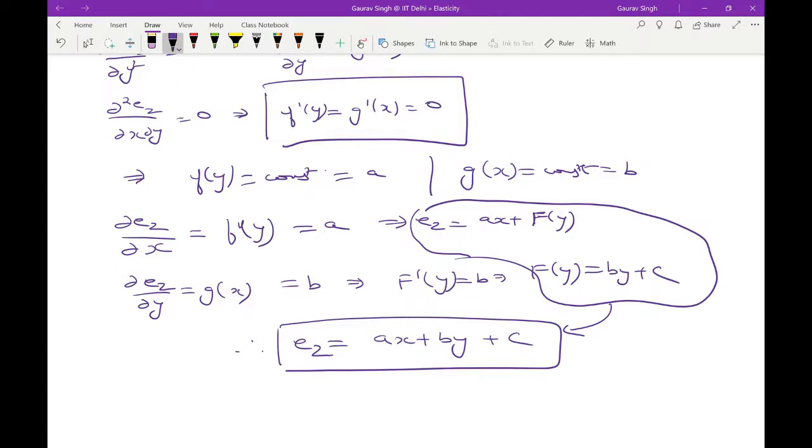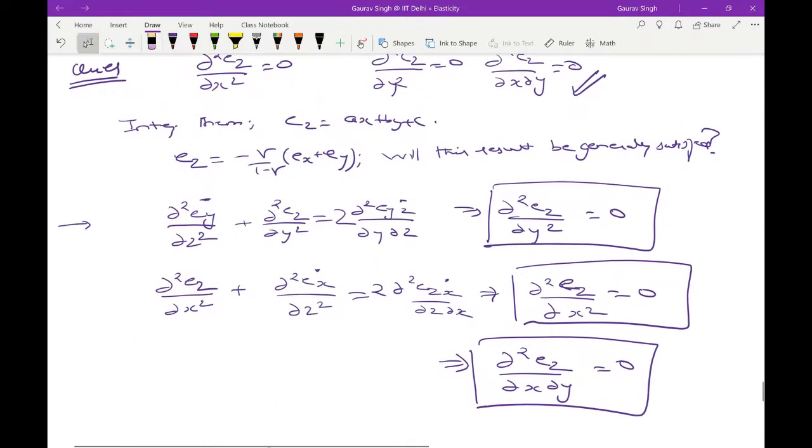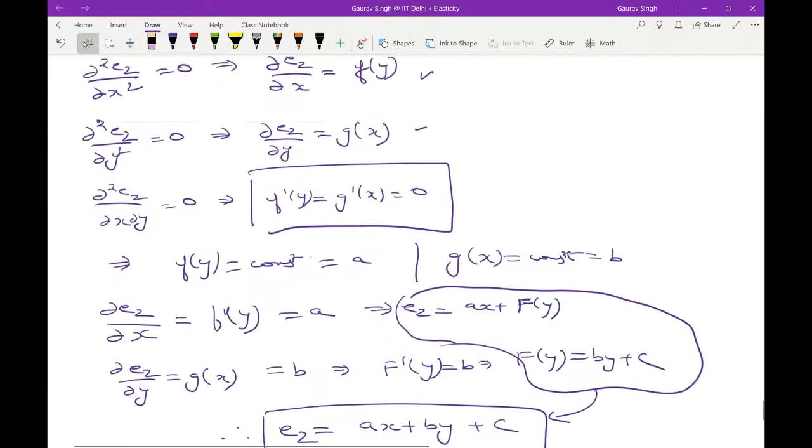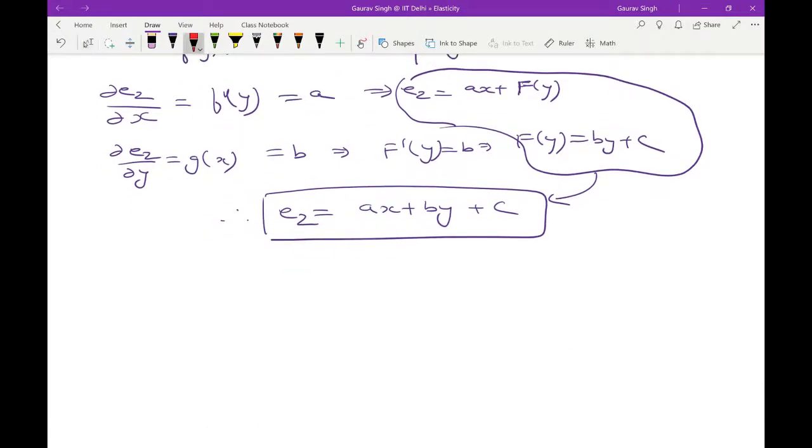Now the question is that since εz is equal to εx plus εy, will this result be generally satisfied? So you should think of an answer, along the lines of is εz linear? And if it's not, then what happens? If it is, then what happens? So this is a good thing to be done at this time.